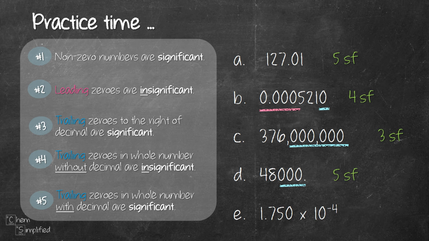So looking at 1.750, there's a 0, it's a trailing 0, which appears after a decimal. Following rule number 3, it is considered significant. Therefore, 1.750 times 10 to the -4 has 4 sig-fig. Keep these 5 rules in mind when trying to figure out the sig-fig, and you'll be all set.